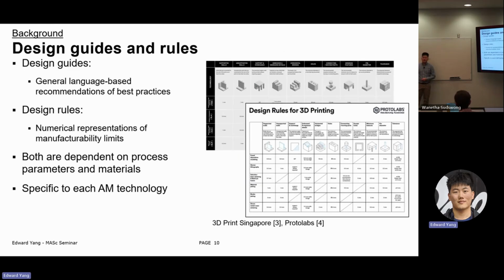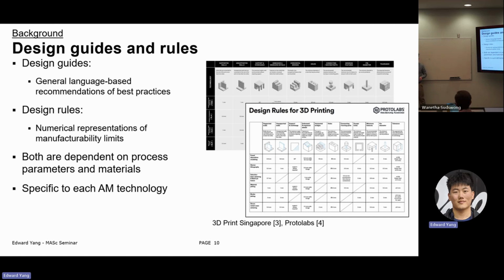So to take advantage of this design freedom, and generally within additive manufacturing, industry and academia have put together several design guides and design rules to establish what can and cannot be built using additive manufacturing. So to differentiate the two, I define based on the literature what design guides are: they are general language-based recommendations. So this is things such as avoid sharp overhangs in your part when you're designing them, avoid sharp corners, avoid excessive overhangs. They're general and they're very broad, but they're still useful.